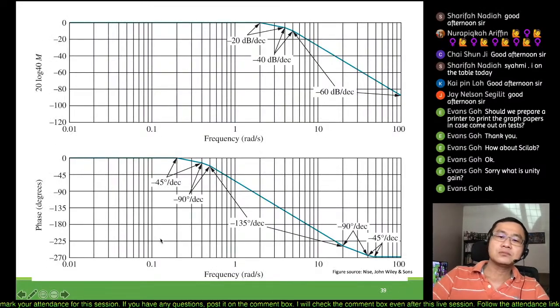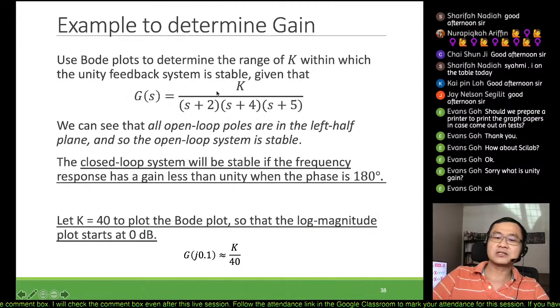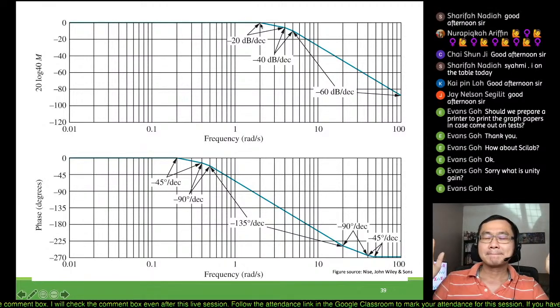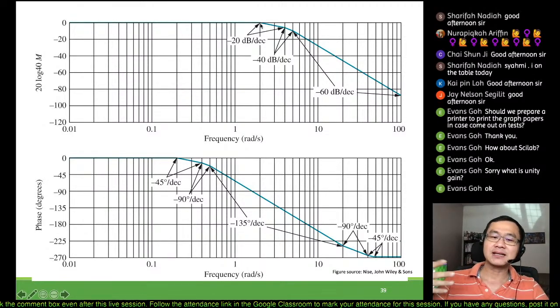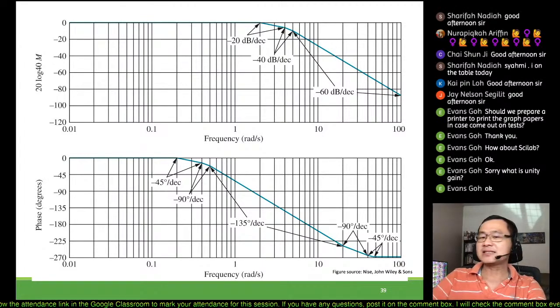Once it starts with 0 dB, you put in this value of 40, and plot it in Scilab or MATLAB, and you get a graph similar to this. In the exam I expect you not to use Scilab; you just approximate using your asymptotes, approximated lines, as practice, so that you can obtain something similar to this.